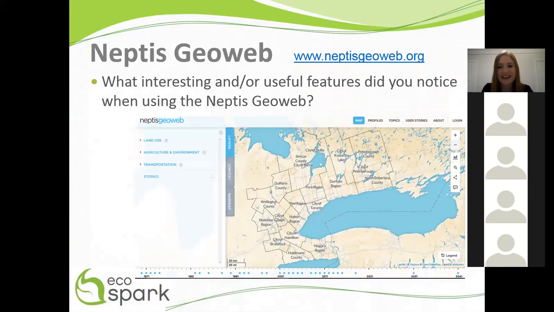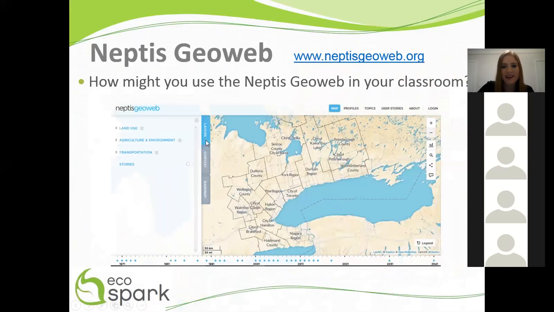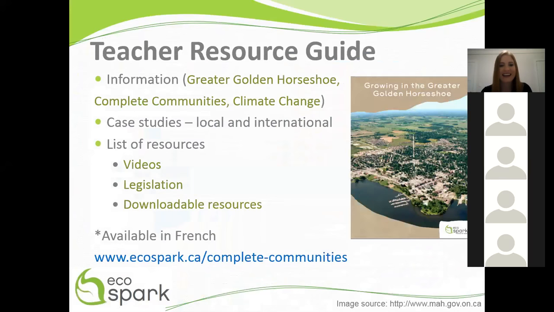Okay, and I'm just going to continue on for a minute here. All right. And so what I'd like to encourage you to do is just think about how you can use the Neptis Geoweb in your own classroom going forward. Now, I'd like to mention again that we do have a teacher resource guide available. It talks a little bit about sustainable development, building complete communities in this Greater Golden Horseshoe area. And you're welcome to download this for free online. It is available in French as well, and the website's right there on our slide.